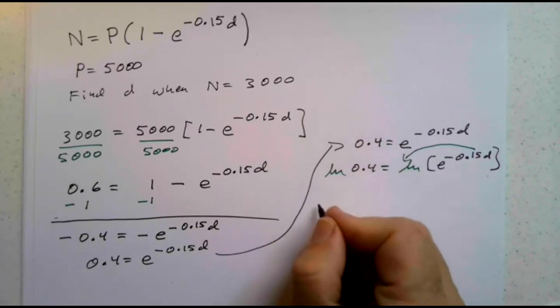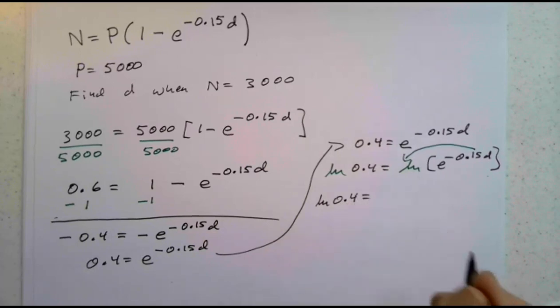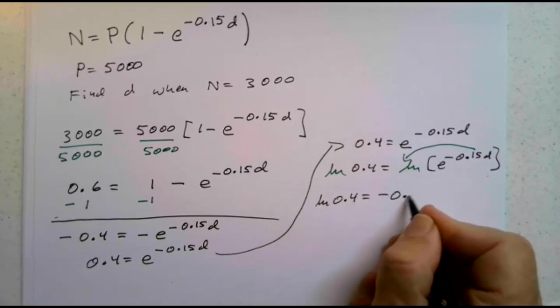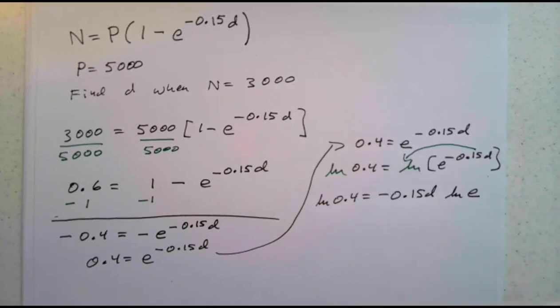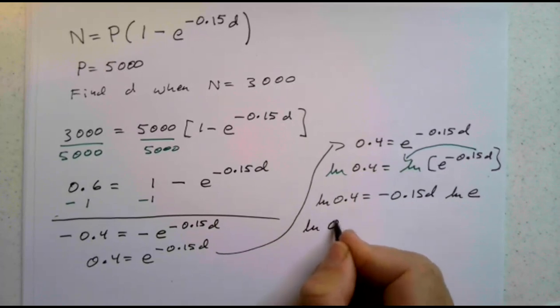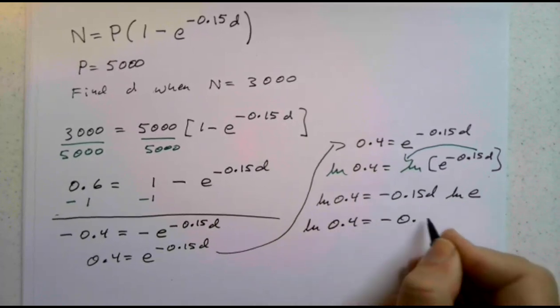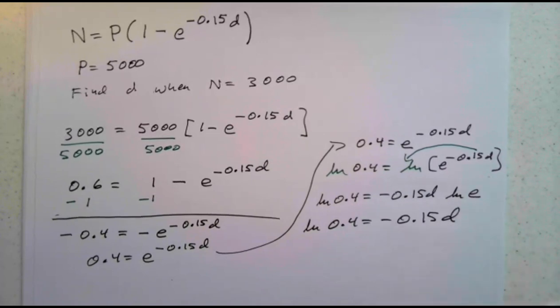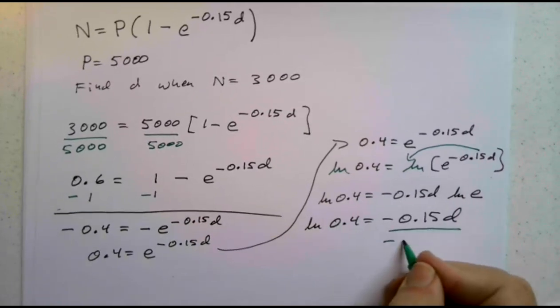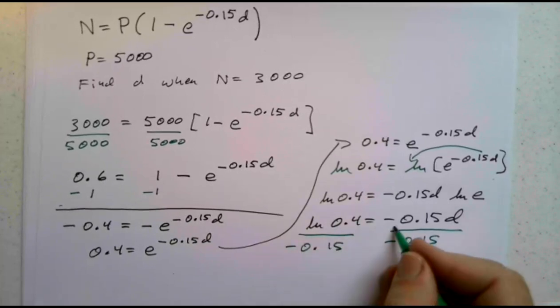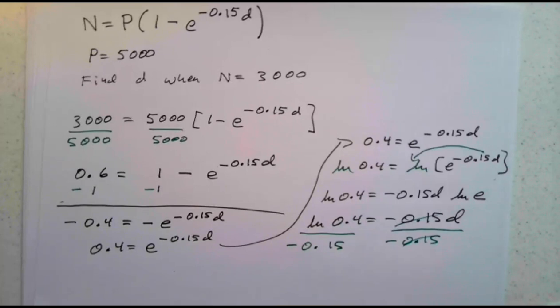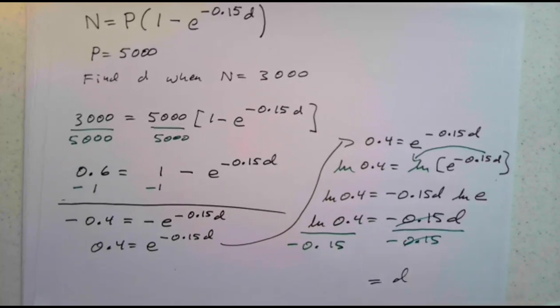And now I have natural log of 0.4 is negative 0.15d times the natural log of e. But the natural log of e is just 1. e to the first power is e. Natural log of e is 1. So we get natural log 0.4 is negative 0.15d times 1, which of course is just that. And then I divide both sides by negative 0.15. We get d, the number of days since the rumor began.